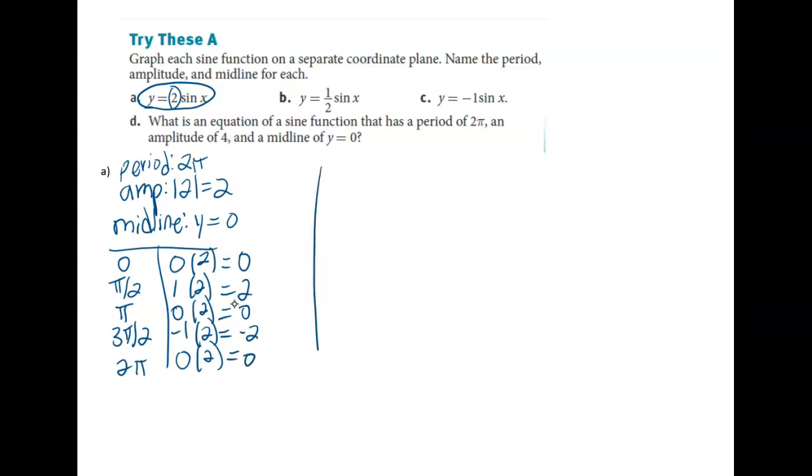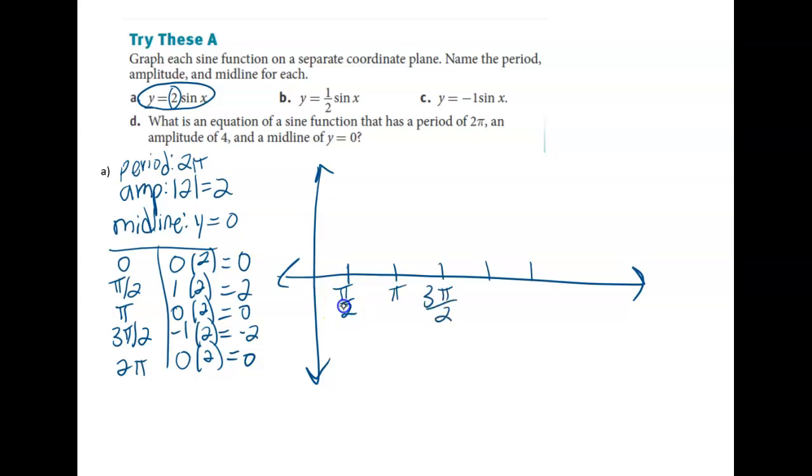So when I go to sketch this graph, I'm going to get at least one complete cycle. So I'm going to space it out using my quadrantal angles, that pi over 2, pi, 3 pi over 2, 2 pi.